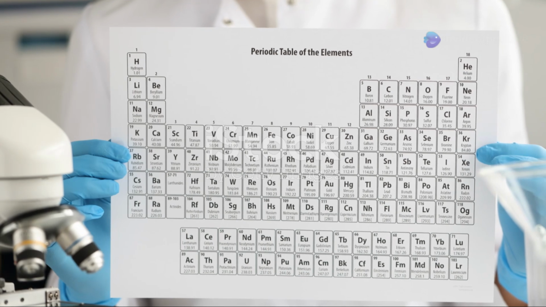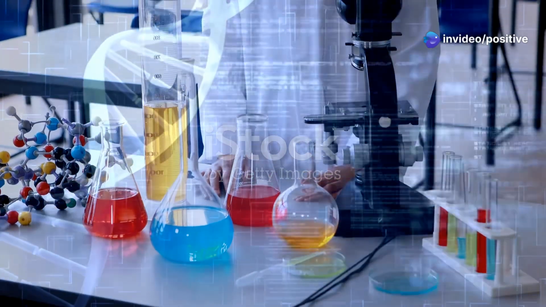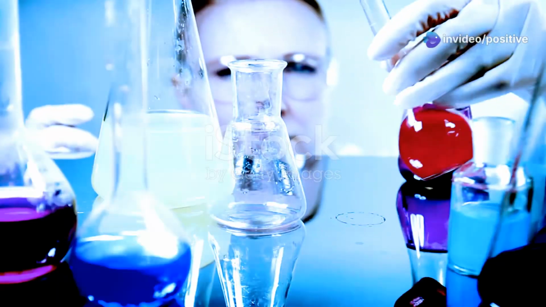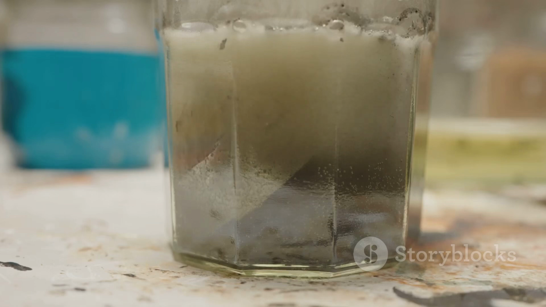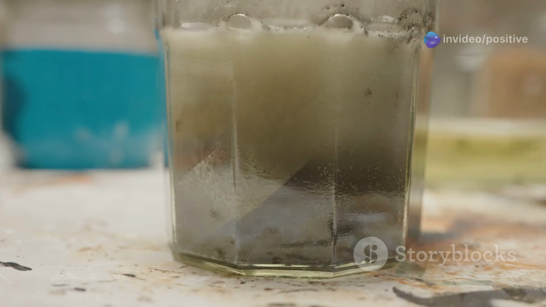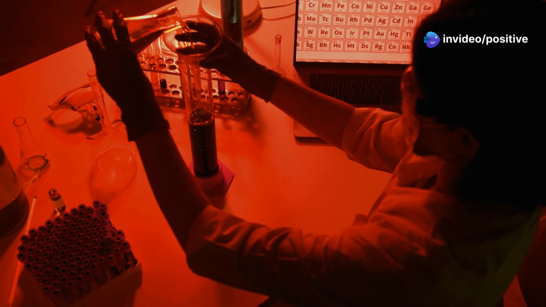The periodic table is a cornerstone of modern science. It has numerous applications in various fields. The periodic table helps us understand the chemical behavior of elements. We can predict how elements will react with each other based on their positions on the table. This knowledge is crucial in chemistry, materials science, and other fields.